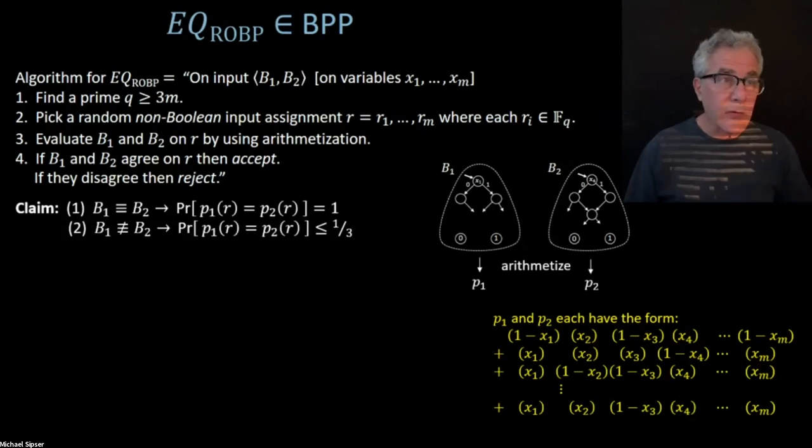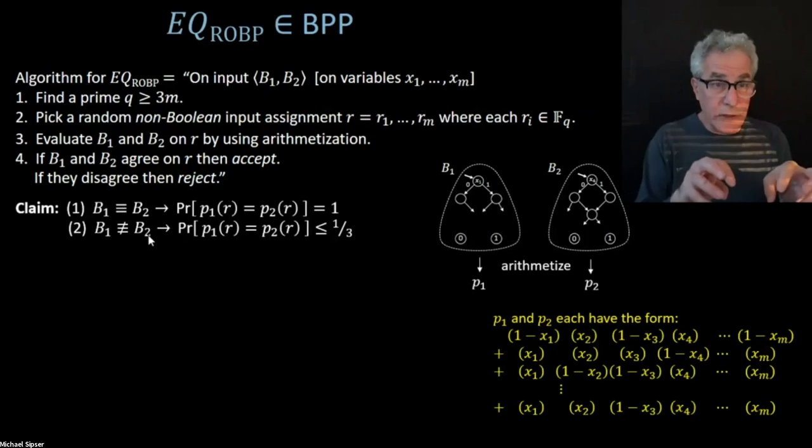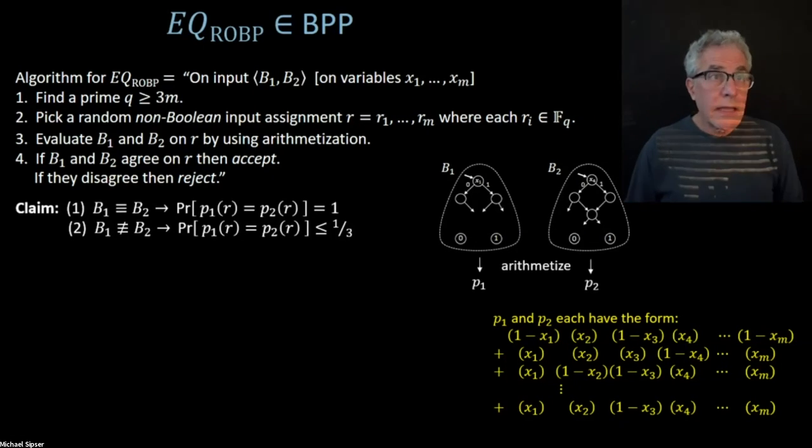And I kind of argued that already. But the other point is that if the two branching programs are not equivalent, so they differ at some Boolean value, then picking a random value for the polynomial evaluation, you're going to have only a 1/3 chance that they're going to agree. So a small chance.